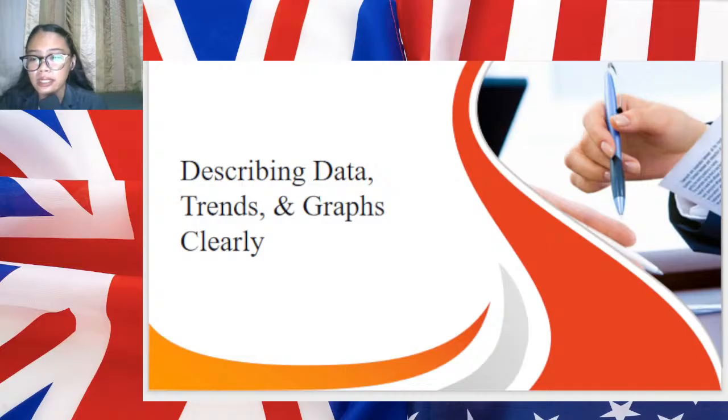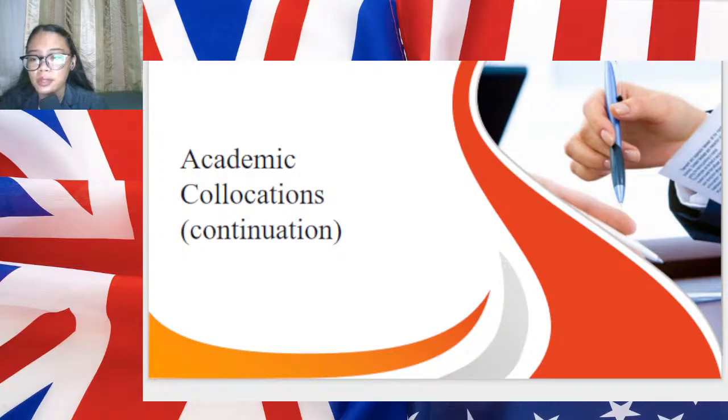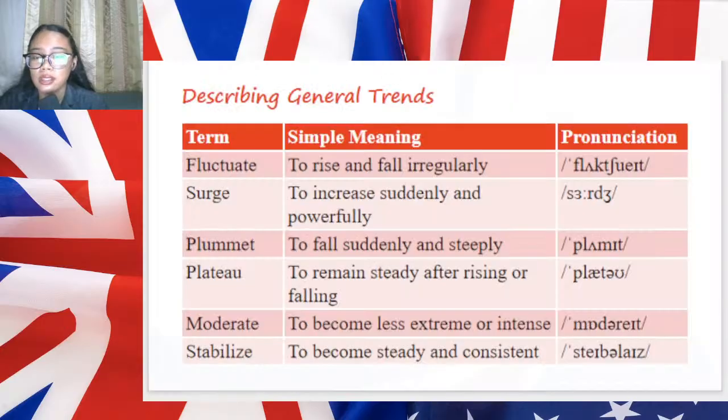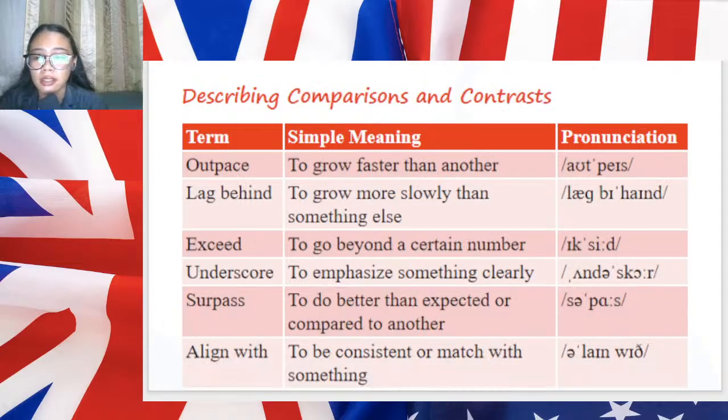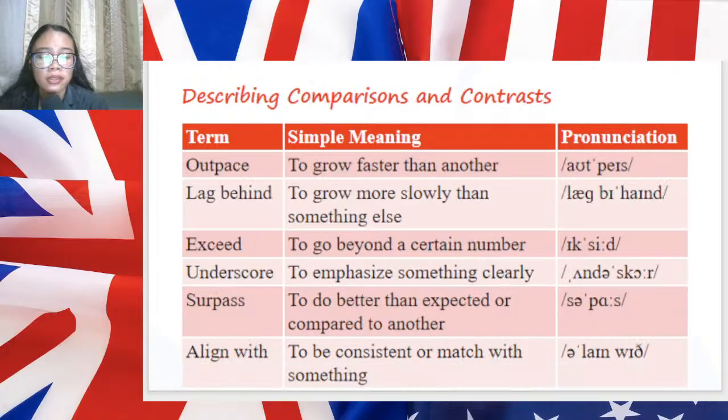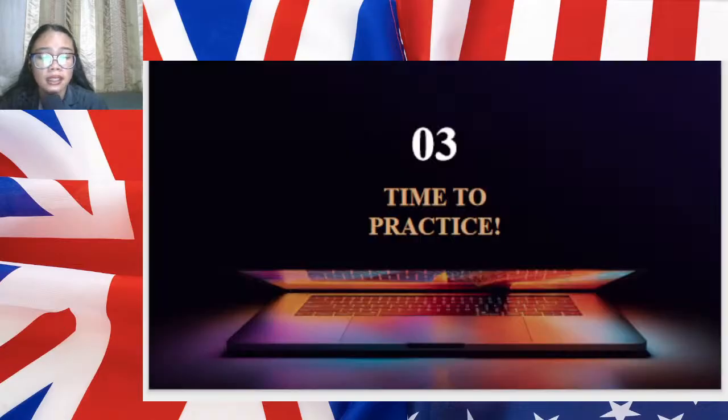Now, all in all, for this session, we focus on describing data, trends, and graphs clearly. So we focused on sets that are describing general trends, under which are fluctuate, surge, plummet, plateau, moderate, and stabilize. Next is describing comparisons and contrasts. Terms include outpace, lag behind, exceed, underscore, surpass, and align with.